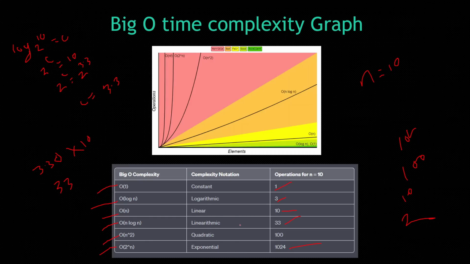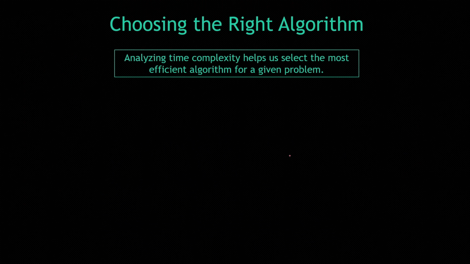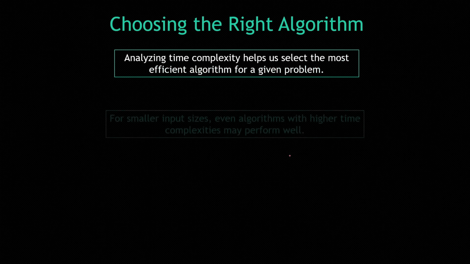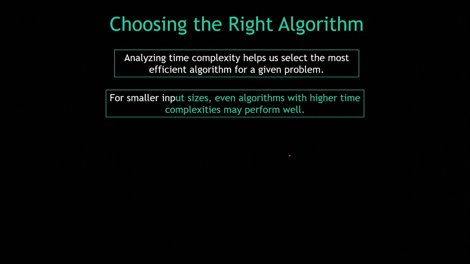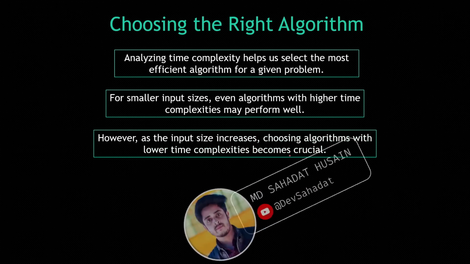I hope you understand the difference between each big O complexity. Choosing the right algorithm: analyzing time complexity helps us select the most efficient algorithm for a given problem. For smaller input sizes, even algorithms with higher time complexities may perform well. However, as the input size increases, choosing algorithms with lower time complexities becomes crucial.